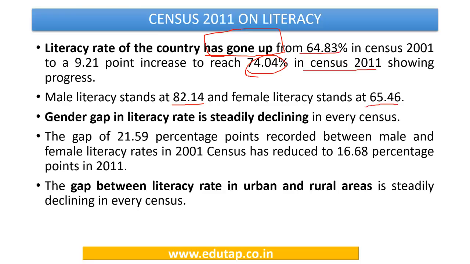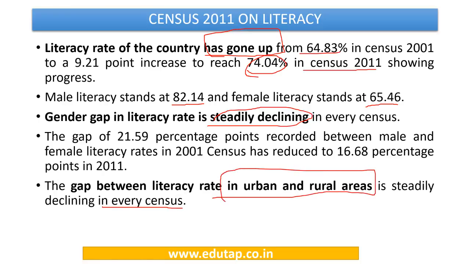So males are generally more literate than females as per census 2011. However, the gender gap in literacy rate, that is the gap between the male literacy rate and the female literacy rate, is steadily declining. So it is a very positive sign that we are doing our bit on this front to reduce this gender gap, and this gap is steadily declining in every census. The gap between the literacy rate in urban areas and rural areas is also steadily declining in every census. So the urban rural divide with regard to literacy is also declining in every census. So this is again a positive sign for us.